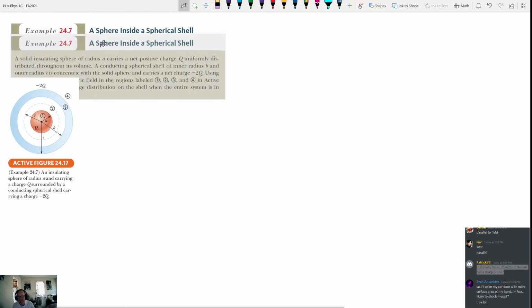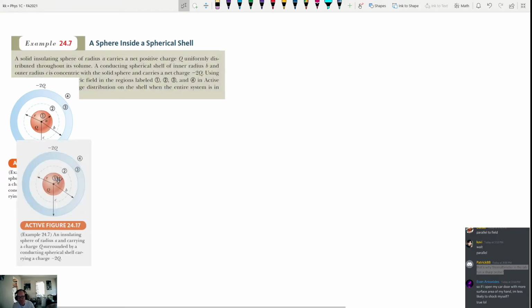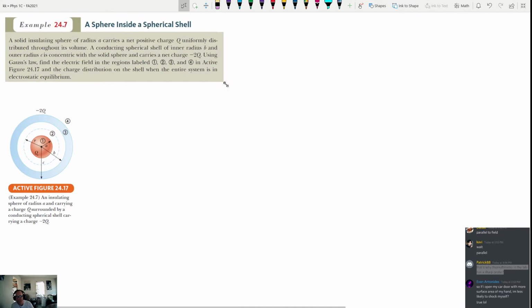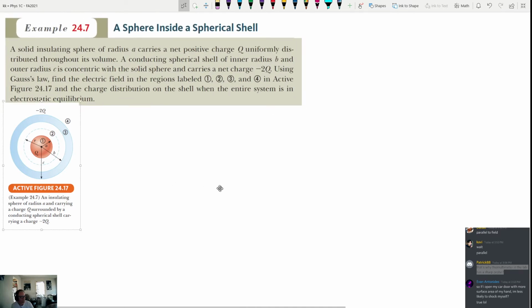All right, so a sphere inside of a spherical shell. This is the one we want to try. So it says, a solid insulating sphere. You see the word insulator now, and you need to remember that that's important, right? A solid insulating sphere of radius A carries a net positive charge, capital Q, uniformly distributed throughout its volume. A conducting spherical shell of inner radius B and outer radius C is concentric with the solid sphere and carries a net charge of negative 2Q.